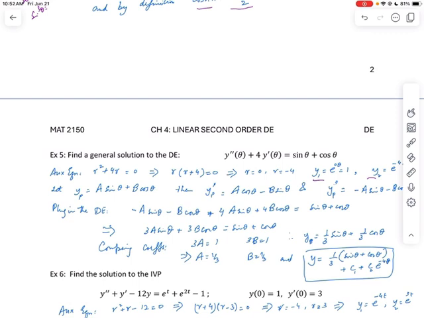So we simply take our yp as a sine theta plus b cosine theta, because these are the same angles here. And then take the derivative, plug into the equation, compare coefficients, and we get our particular solution. So we can then write the general solution like this. So note here, in this case, one of the r values was 0, so this gives me e to the 0 theta, which is just equal to 1.